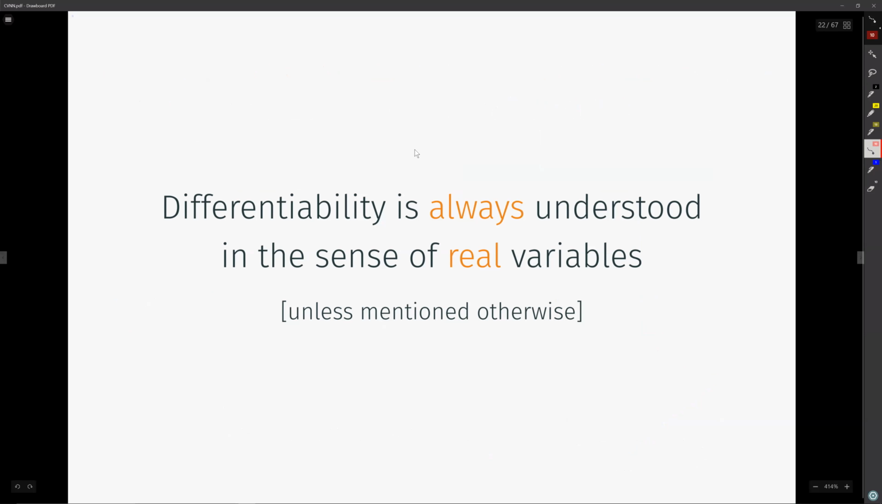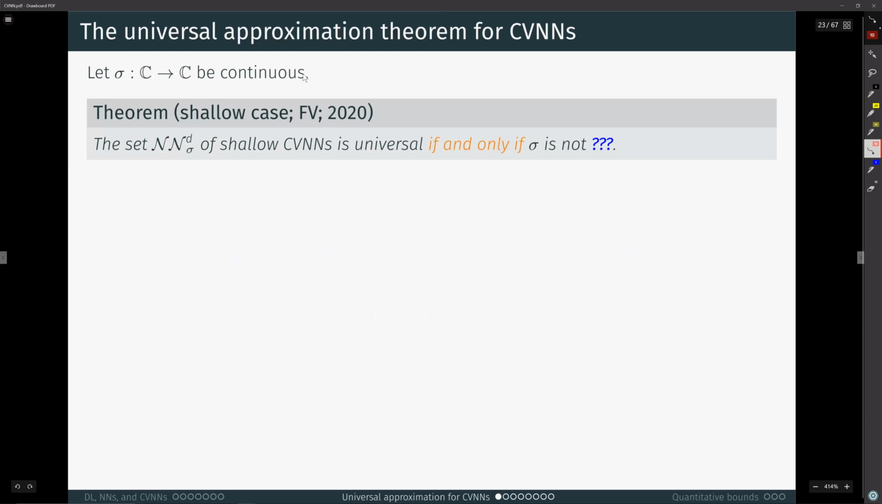Okay, so how does the universal approximation theorem for complex-valued networks look? We assume for simplicity now that our activation function is continuous. And then the claim in the shallow case, let's begin with that, is that if you look at the set of all shallow networks, so with one hidden layer but arbitrarily wide, with this activation function, then this is universal if and only if sigma is not something. And now the question is, okay, what is something?